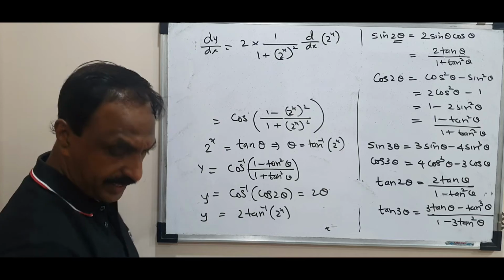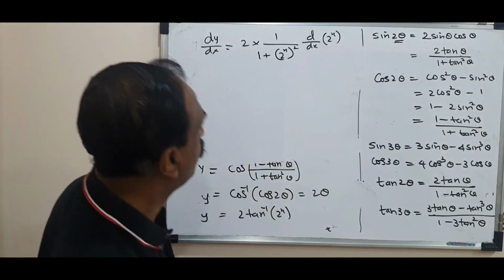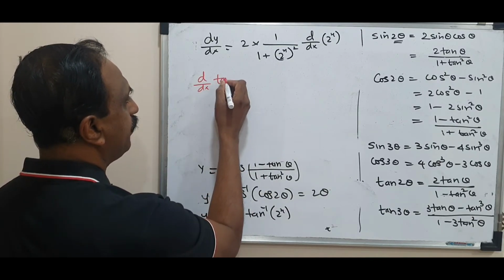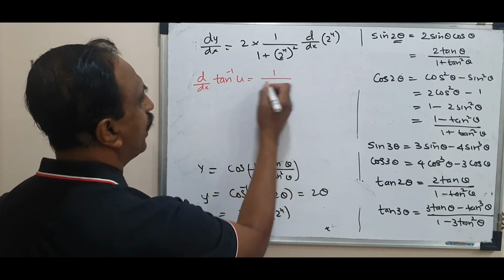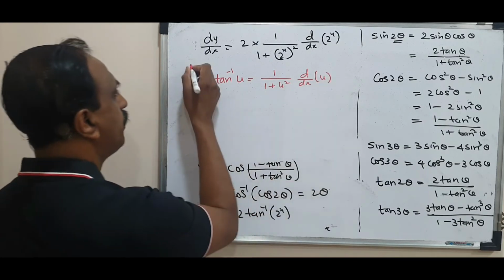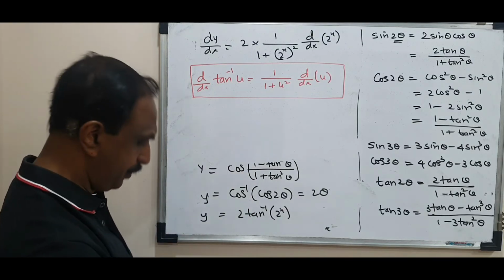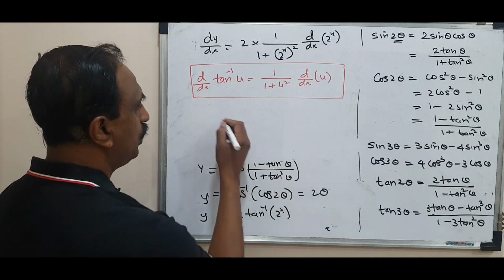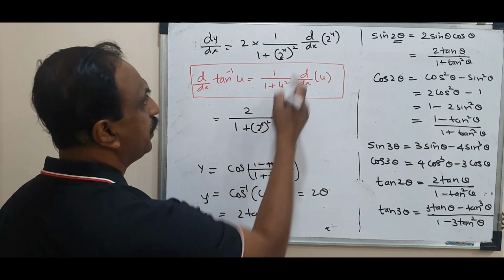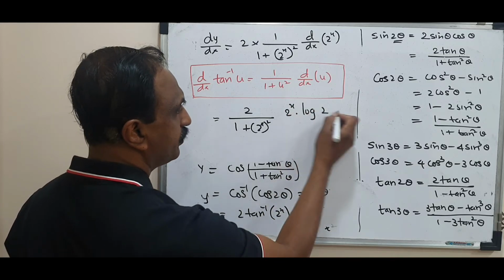So what will be my answer? What formula did I apply? Let's recap the formula that we applied. The formula is dy by dx of tan inverse u is 1 upon 1 plus u square into derivative of u. This formula I have applied over here. So my answer now would turn out to be 2 upon 1 plus 2 raised to x the whole square, into the derivative of a raised to x, which is a raised to x log a.